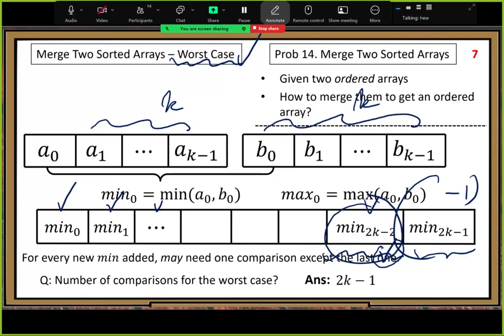2K minus 1. Okay? So that's the worst case: the total number of elements minus 1. All right. So we complete the worst case.